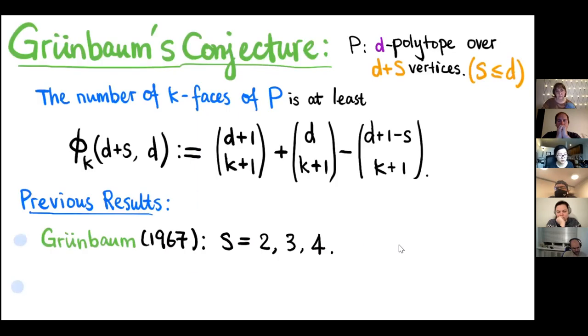Okay, so previous results. Grünbaum himself proved the first several cases when s equals 2, 3, and 4. That's when the polytope has d plus 2, d plus 3, and d plus 4 vertices. When s equals 1, there's a unique d-dimensional polytope with d plus 1 vertices, which is a simplex, and it will trivially satisfy this formula.